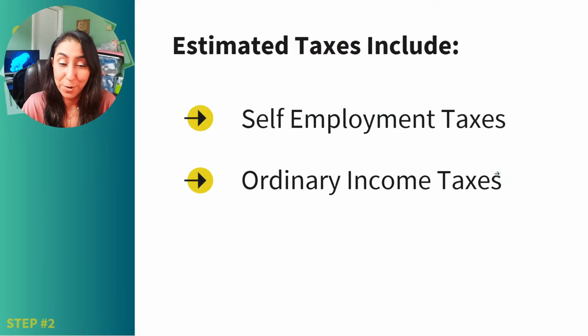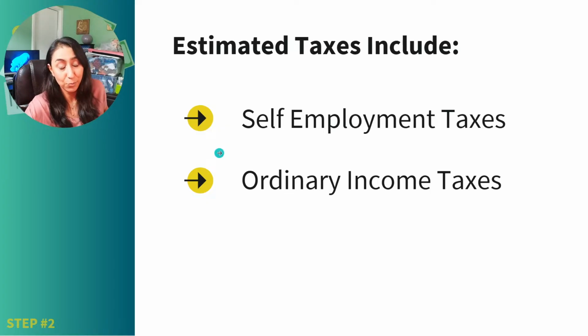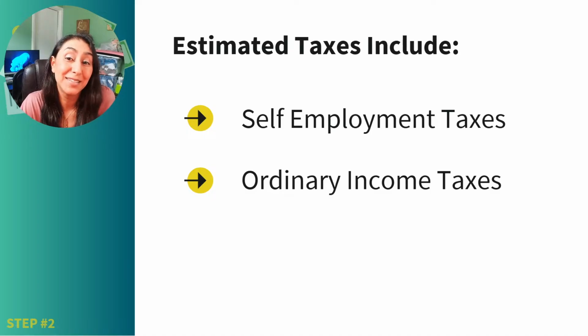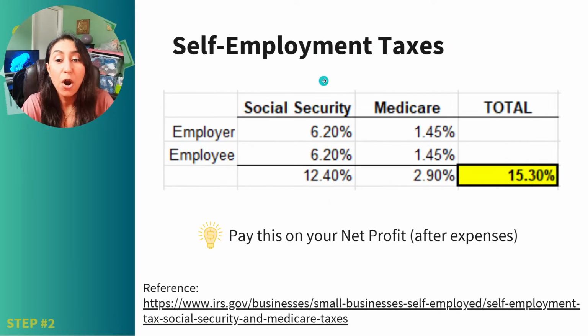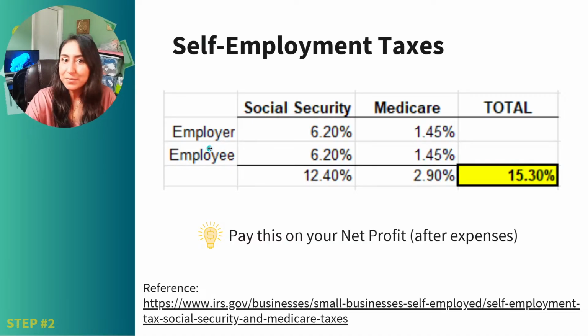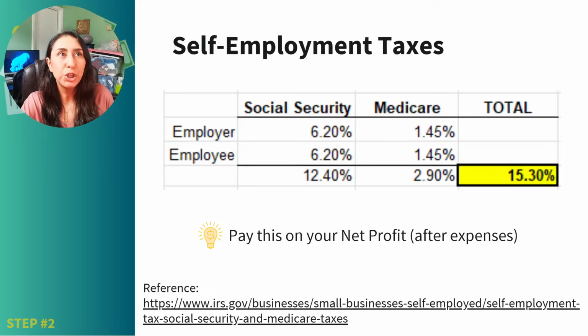So before we dive into the actual calculations, I just want to review what your estimated taxes include. They include your self-employment taxes and ordinary income taxes. So what are these? Let's discuss. Your self-employment taxes are your Social Security and Medicare. And you're going to have to pay both employer and employee portions of this. Why? Because as a 1099 contractor, as a self-employed person, you are basically your own boss. You are the employee and you are the employer. So you're stuck having to pay both of these.